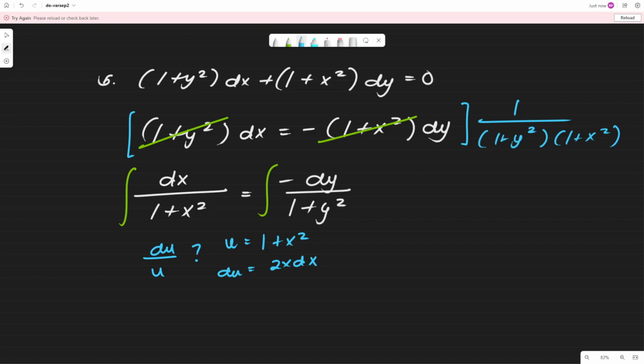No? Kailangan kasi, kapag nag-change tayo sa du na form, dapat puro u lang yung makikita natin. Bawal tayo makakita ng x doon. So, hindi applicable. Same goes with dito sa kabila. So, kapag ka naman u is equal to 1 plus y squared, so du is equal to 2y dy. So, same case, no? Hindi pwede. So, let's analyze. You can pause this video and check what is the antiderivative of the function.